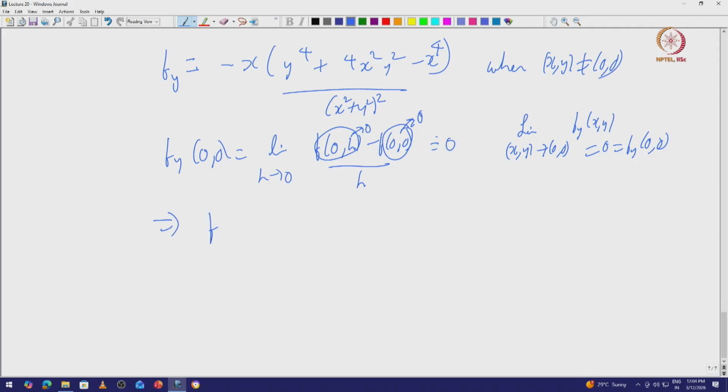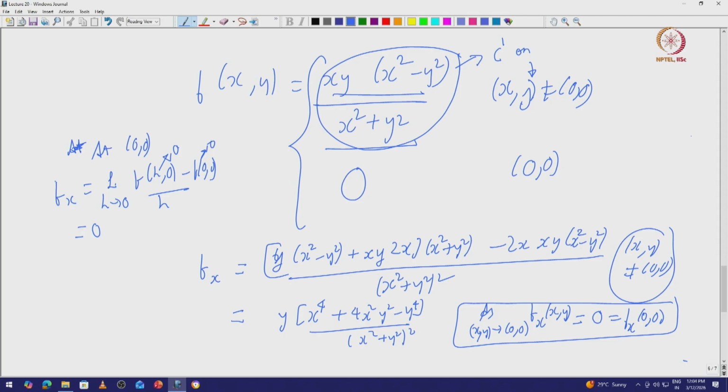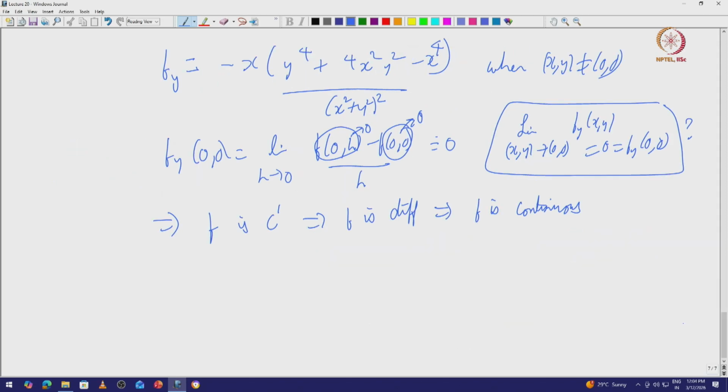That would mean f is C1. What is C1 again? C1 means the partial derivatives exist and they are continuous functions in their own right, which means f is differentiable, which means f is also continuous. So f is perfectly well behaved. We still have to prove these. Why are these two facts true? You'll have to prove these. Let's move on and return to this a little later.